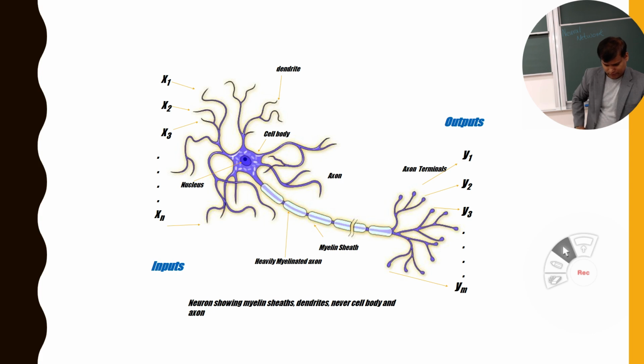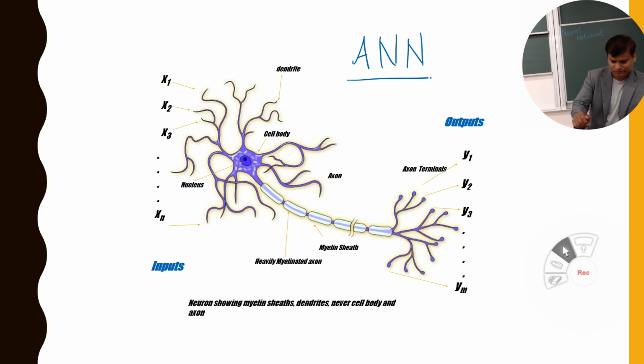Okay, let's go here. What we see here is a very simple neuron, and as you can see from this neuron, it shows the myelin sheath, dendrites, nerve cell body, and axon. This is a biological neuron. What we are interested in is something called the artificial neural network, ANN, artificial neural networks. It is in fact vaguely related to biological neural networks.